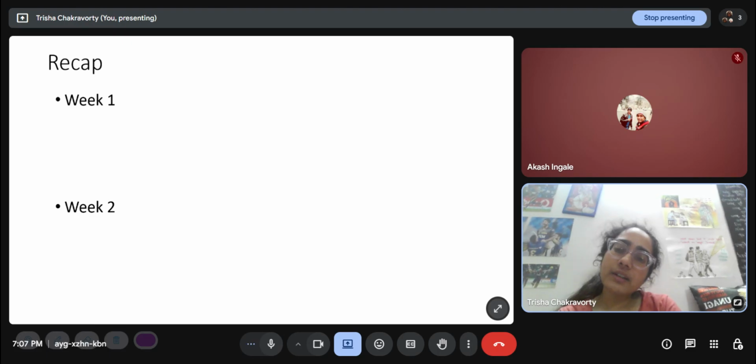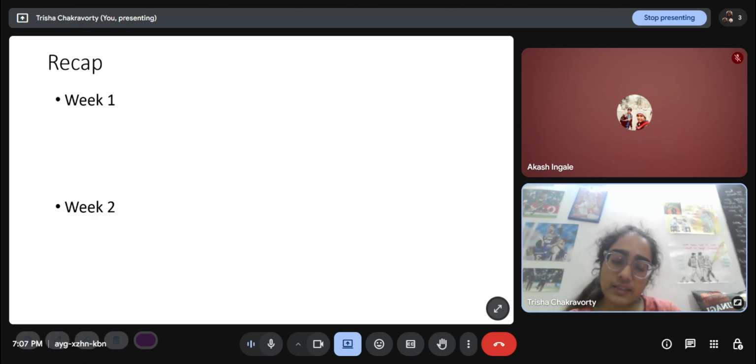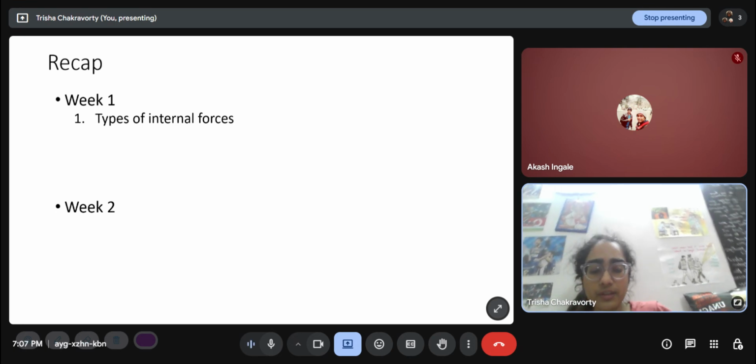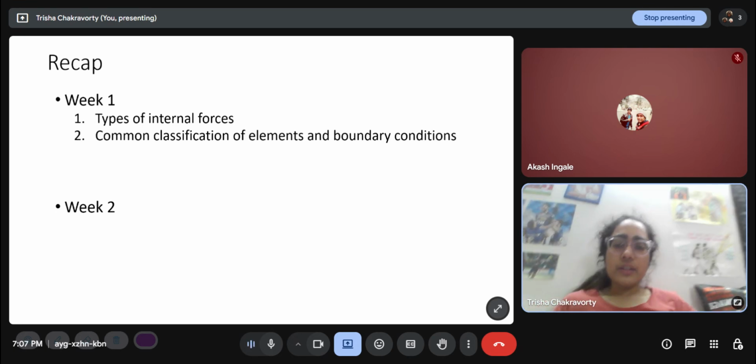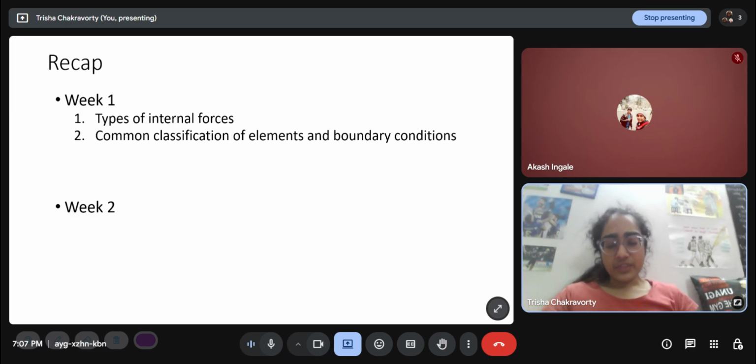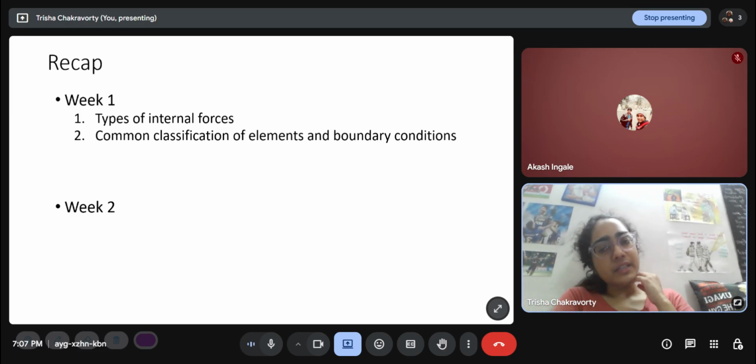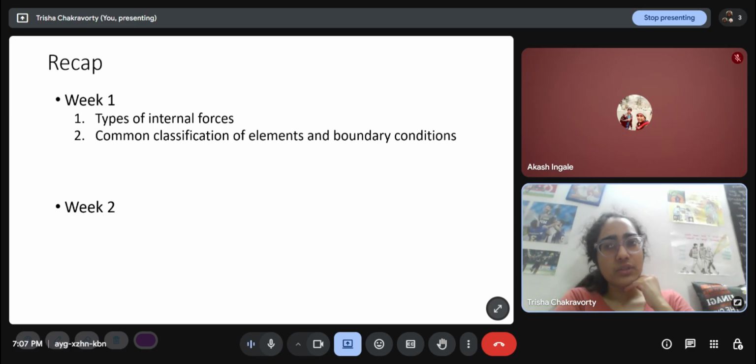As always, I'll start with a brief recap of the previous 5 weeks. In week 1, we looked at the types of internal forces. There are 4 types: bending moment, shear force, torsional moment, and axial force. And according to what kind of forces structural elements carry or transfer, they are classified into trusses, beams, or frame elements. Truss elements only transfer axial force. Beam elements primarily transfer bending moment and shear force, and frame elements transfer all three.